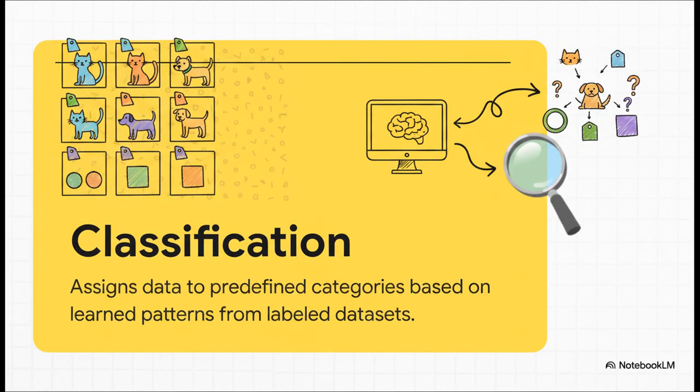Basically, classification is a supervised machine learning technique that's used to predict labels or categories from input data. Crucially, I really want you to notice the phrase labeled datasets. Because classification is supervised, it relies entirely on an answer key. We show the model thousands of images that are already labeled as cat or dog, and it actually learns the underlying patterns connecting those pixel features to the correct class.